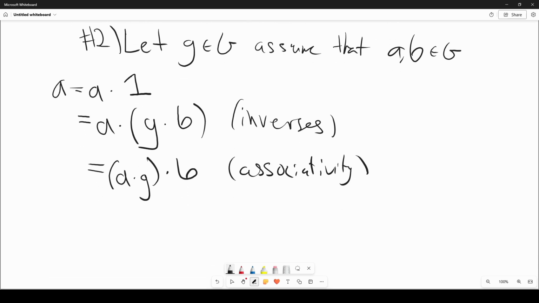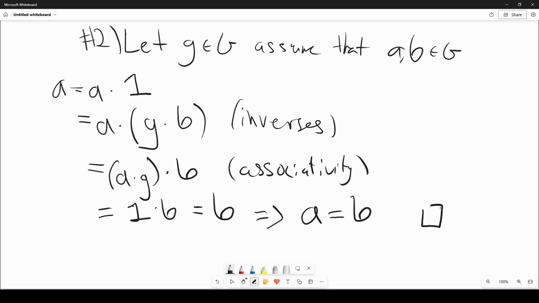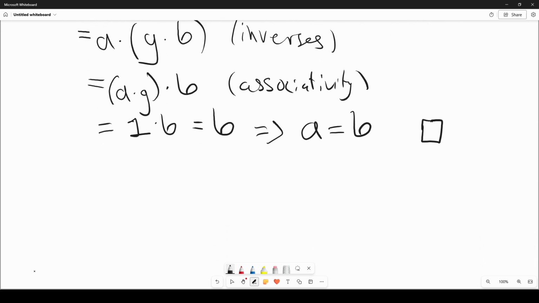And then finally, since A is an inverse of G, I know that this becomes 1. So this is 1 times B equals B. But then that implies, if you just follow the series of equal signs, that A equals B, which means that these inverses were actually unique and were the same thing all along. Okay, great.